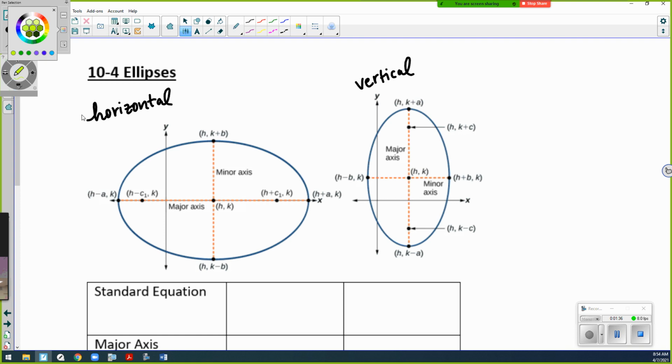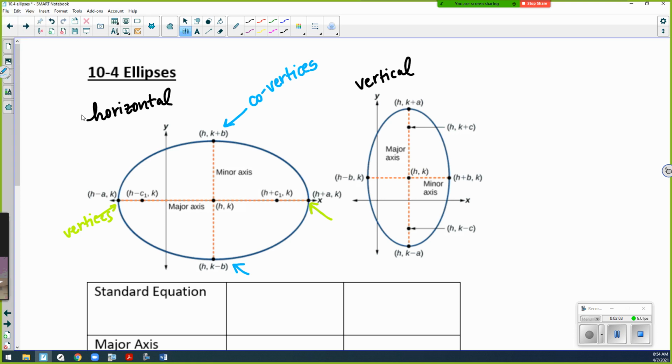Lame. Anywho, the plural of focus is foci, and they're inside your vertices. Okay, so just a few other pieces of vocab. These are the vertices. Now we have co-vertices as well. These points up here are considered the co-vertices, or co-vertexes for plural. We have our center, major axis, minor axis.